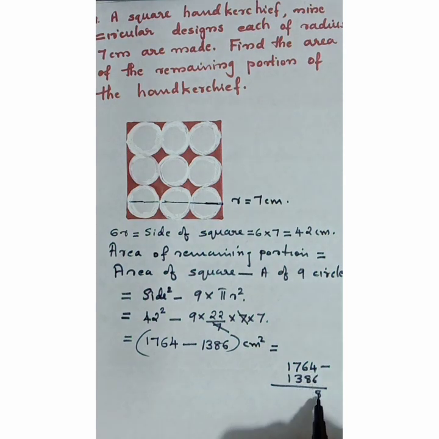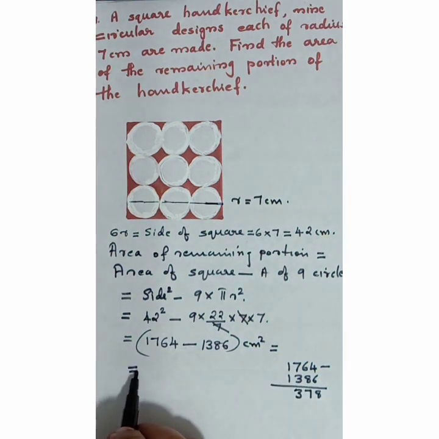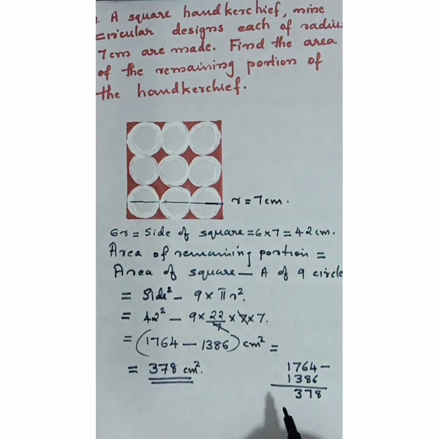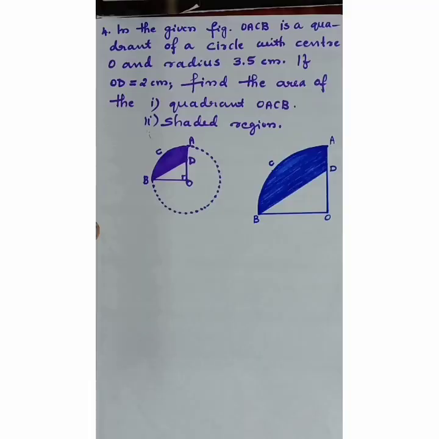8 plus 6, 14. 9 comes. 9 plus 7, 16. 4, 4 plus 3. So 378 cm square. This is equal to 378 cm square. That is the remaining area or shaded area.